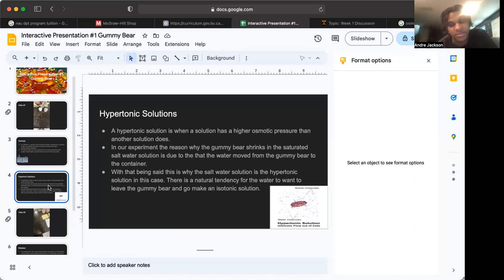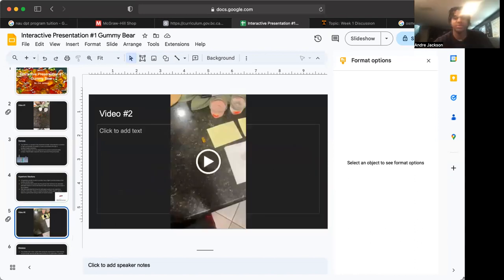isotonic solution. That was what I was explaining earlier about the water wanting to leave the gummy bear, which in a sense would expand. So instead of staying and expanding, it goes to the salt water, where it shrinks. In this video, you're supposed to see how the gummy bear would do said things, and you'll see what happens.